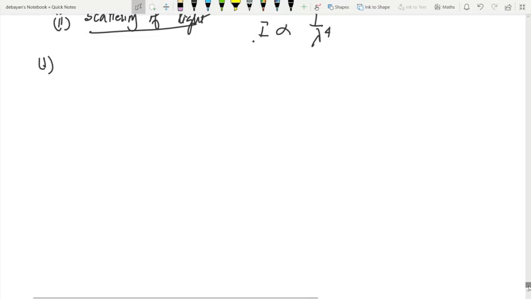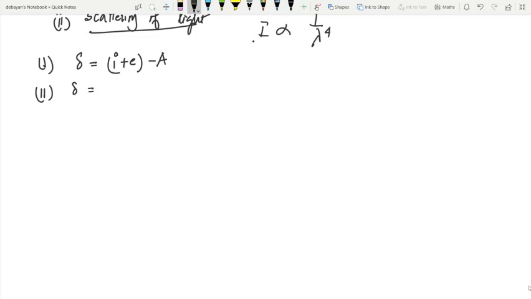I'm just writing, one by one, only the formulas that would be useful for solving different problems. One is the deviation, which is the angle of incidence minus the angle of emergence. For a prism of small angle, that is a very thin prism, delta equals (n minus 1) into A. The second is the prism formula, where the refractive index can be written as sine of (A plus delta m) by 2 divided by sine A by 2, and delta m is the minimum deviation when we place the prism at minimum deviation position.